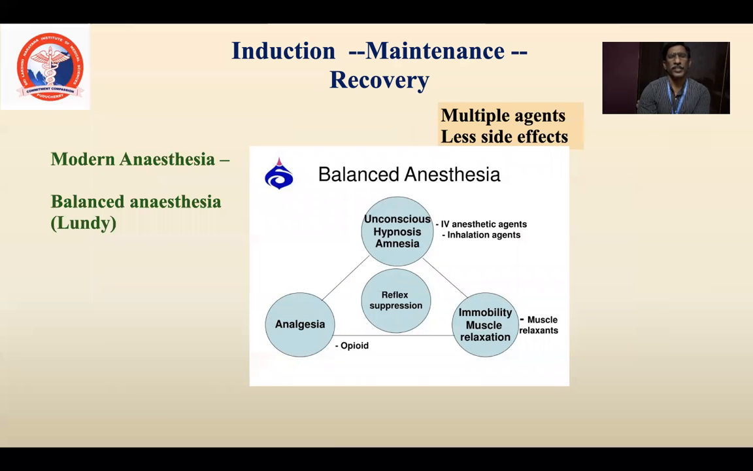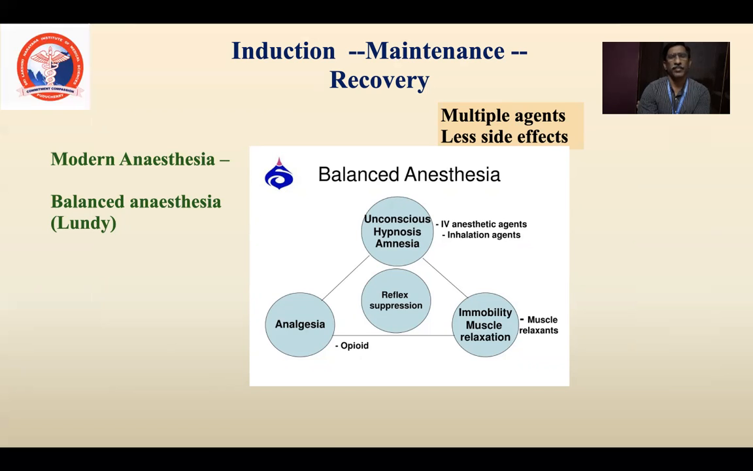So we have the triad: amnesia, that is unconsciousness, hypnosis, and amnesia. They can be attained by IV anesthetic agents followed by inhalation agents. So IV anesthetics are used as induction. Inhalation agents are used as maintenance agents. Propofol can be used as an induction agent as well as a maintenance agent when it is given as infusion.